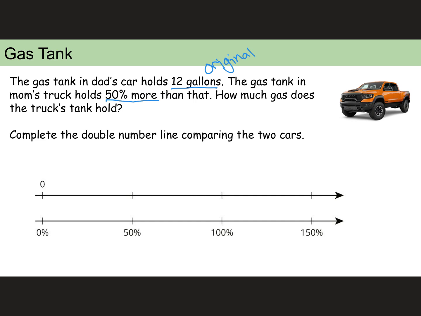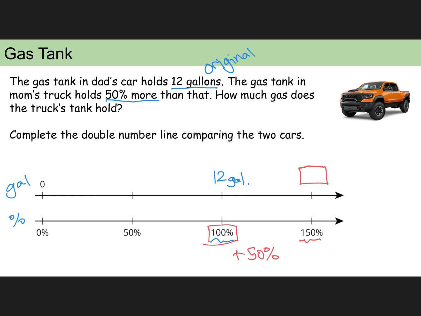Okay, now my original is always going to be 100%. That's where I'm starting from. So what I know is that 12 gallons represents my 100%. So this is going to be gallons, and then this is my percent. And we're looking at a double number line. The gas tank in Mom's truck holds 50% more than that. So from 100%, we need to add 50% more to get to what is Mom's truck. So what we're looking for is how much does Mom's truck hold?